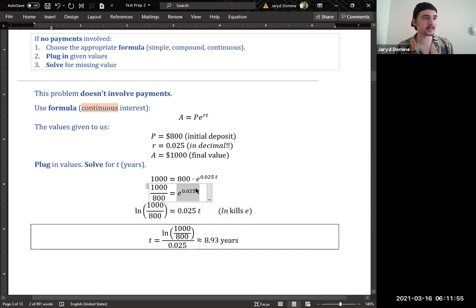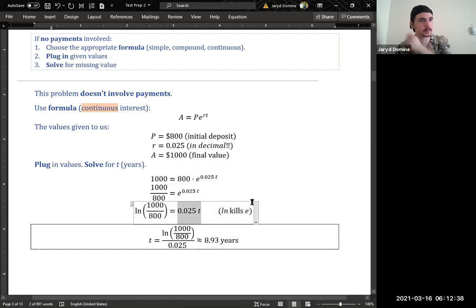But the issue now is that t is up in this exponential. t is up inside this e. So how do we get it out? And the answer is natural log, ln. Okay, so ln is the opposite of e. It will kill the e. So if you take ln of both sides, on the left, you're going to get ln of 1,000 over 800. On the right, you're going to get ln of e to the all this stuff. And the ln kills the e. So all you're left with is the exponent, 0.025t.